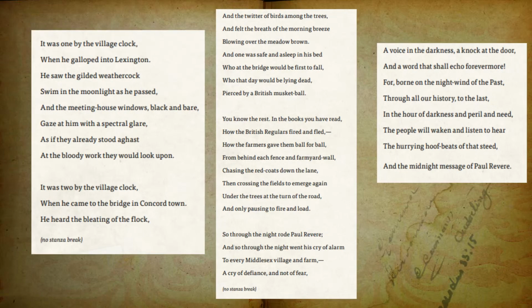"It was 1 by the village clock" starts 11. "It was 2 by the village clock" starts 12. And notice there's a no stanza break. It continues on the next page. "You know the rest" starts stanza 13. "So through the night rode Paul Revere" starts 14.